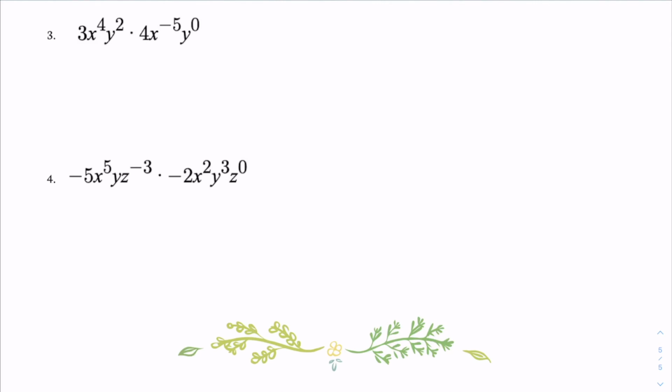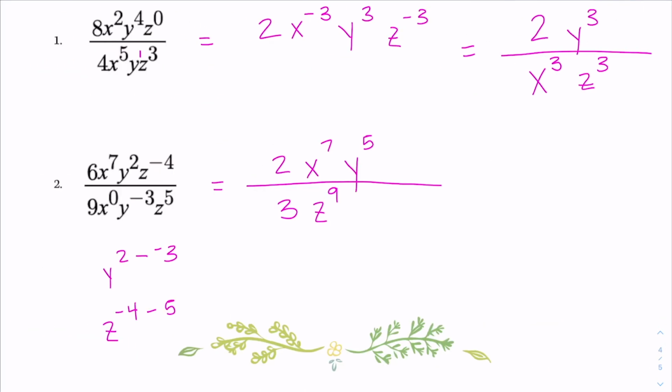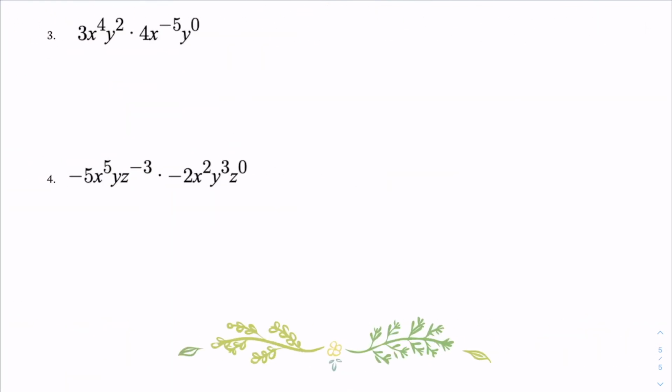So here, we're multiplying. And whenever we multiply, that means we're going to be adding those exponents. Remember, dividing, we subtract the exponents. Multiplying, we add. Okay, so we're multiplying 3 times 4 to give us 12. And now let's look at the exponents of the like bases. X to the 4th times x to the negative 5th. So 4 plus negative 5 gives us a negative 1. And then y squared times y to the 0. Remember, anything raised to the power of 0 is just 1, so that's just that y squared. Or you can think 2 plus 0 is 2.